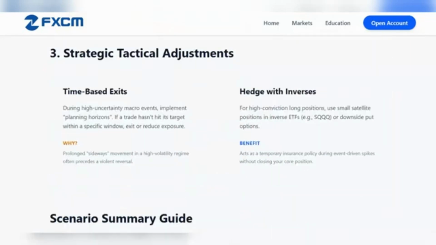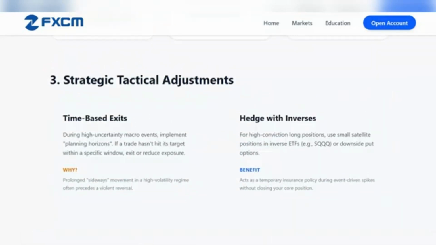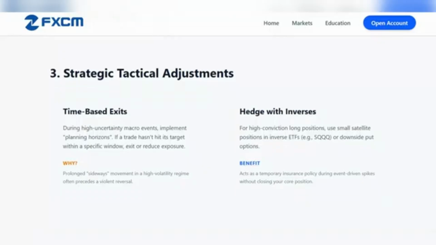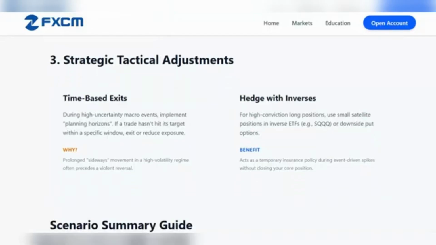Third, tactical adjustments. During high uncertainty events like the jobs report, use time-based exits. If a trade hasn't hit its target within a specific window, reduce exposure. Prolonged sideways action in a high volatility regime often precedes a violent reversal.